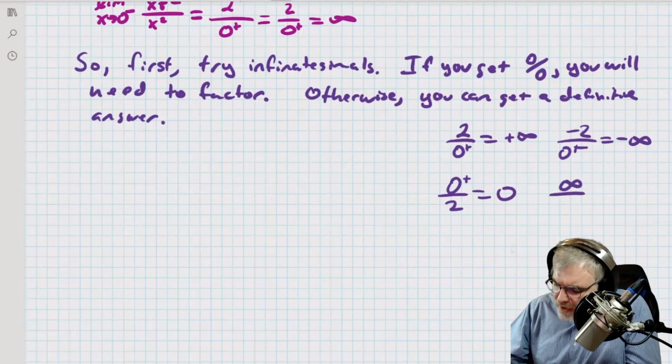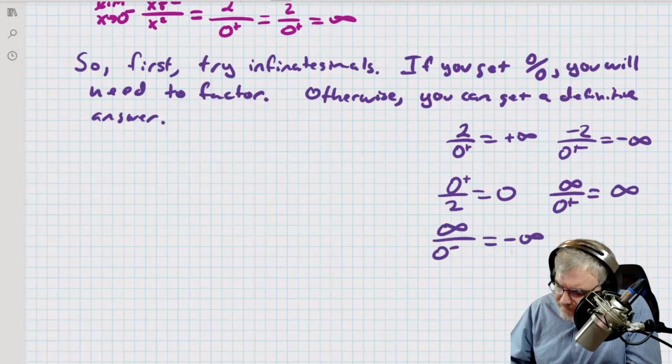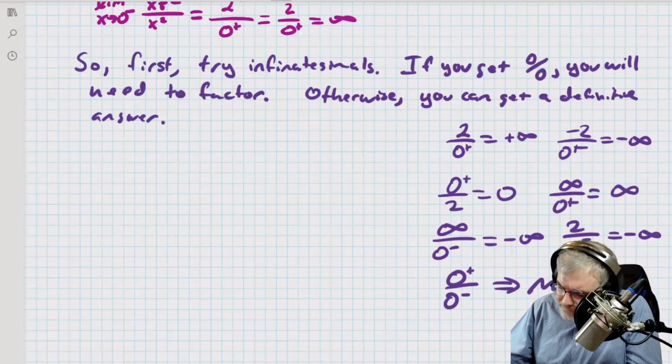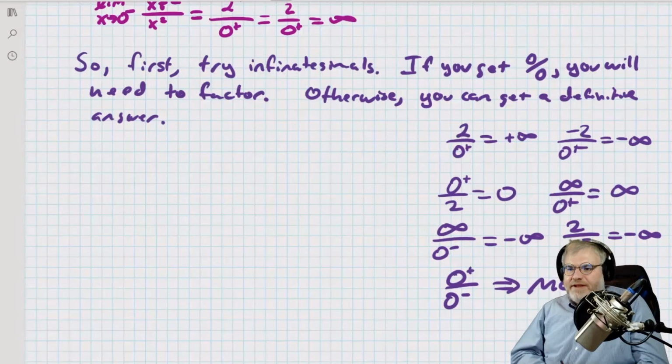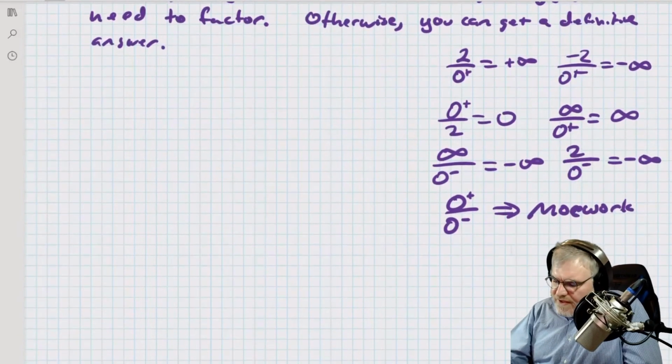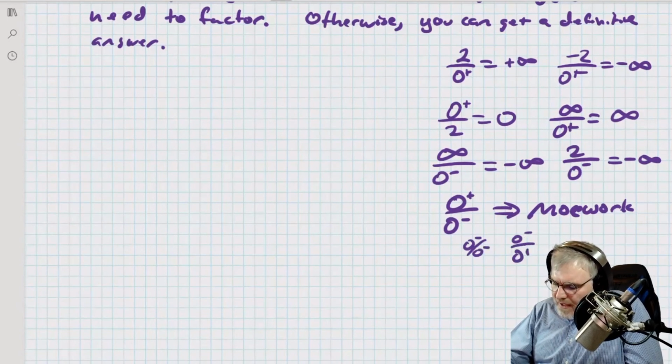If you get an infinity over 0 plus, that equals positive infinity. If you get infinity over 0 minus, that equals negative infinity. If you get 2 over 0 minus, that equals negative infinity. If you get 0 plus over 0 minus, more work. It's indeterminate. So if you get 0 plus over 0 minus, 0 minus over 0 minus, 0 minus over 0 plus, or 0 plus over 0 plus, you need more work.